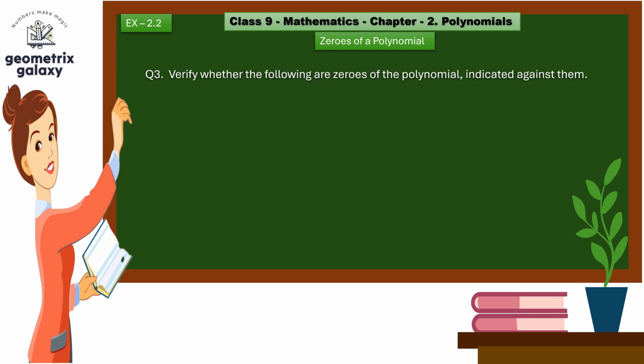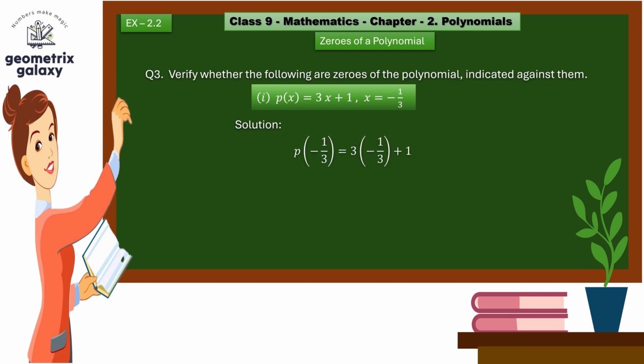The first subdivision is p of x is equal to 3x plus 1 and x value is given as minus 1 by 3. We need to check whether minus 1 by 3 is the zero of the polynomial. Now we need to replace x by minus 1 by 3 in the given polynomial. So we will find what is p of minus 1 by 3. It will be equal to 3 into minus 1 by 3 plus 1.